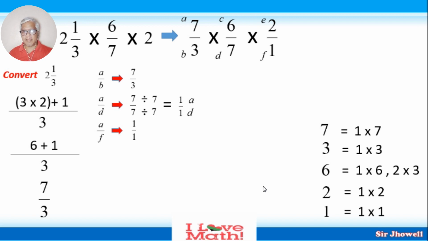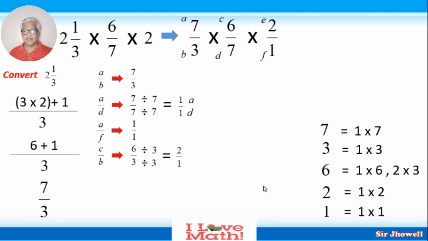And the next pattern, C over B. C over B here is 6 over 3. Look at the factors of 6 and 3. So, there is a greatest common factor, and that is 3. So, i-divide natin yung 6 and 3 sa 3. So, what is 6 divided by 3? The answer is 2. 3 divided by 3, the answer is 1.